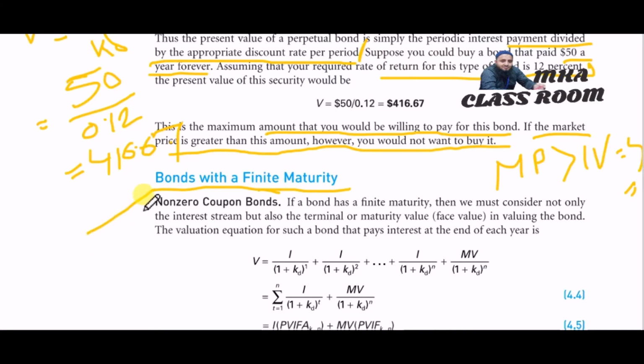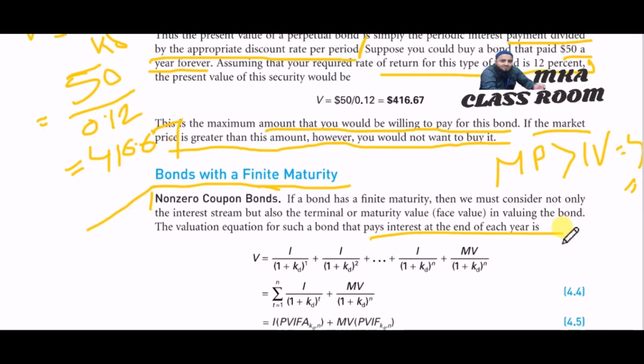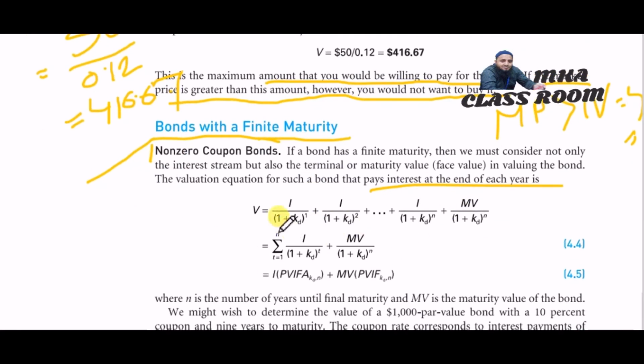At first we will see the non-zero coupon bond. If a bond has a finite maturity, then we must consider not only the interest stream but also the terminal or maturity value in valuing the bond. The valuation equation for such a bond that pays interest at the end of each year should include, in this model, interest for the several periods, and lastly the maturity value. Then this comes to the present value.